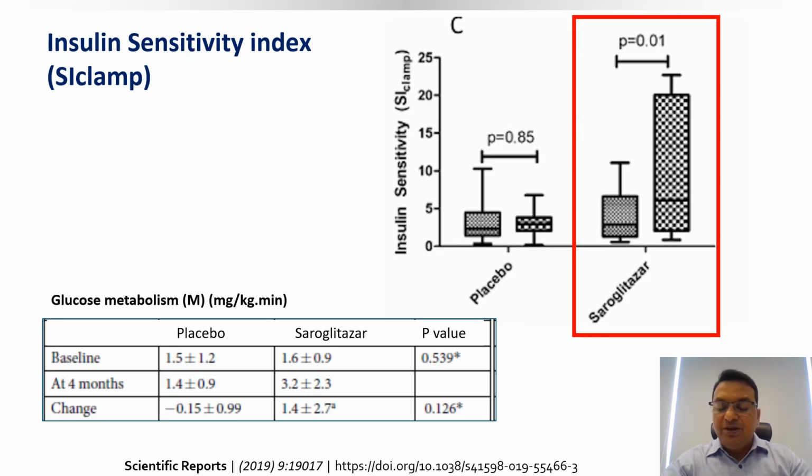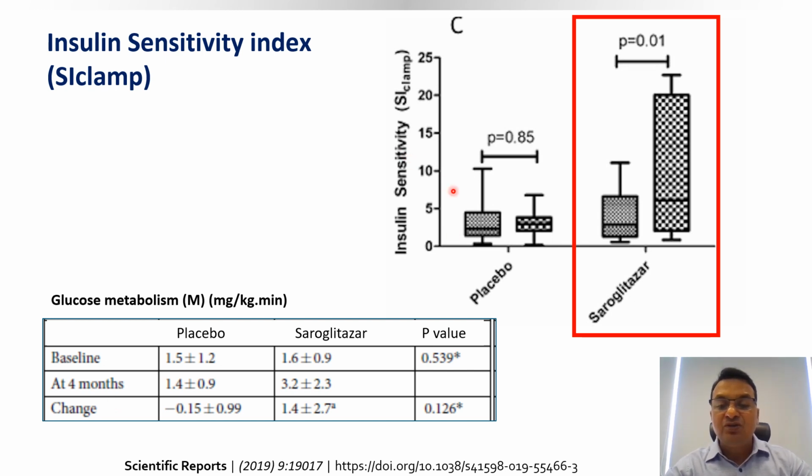Now, in this study, treatment-naive type 2 diabetic patients were enrolled and then randomized to either the saroglitazar 4 milligram treatment arm or the placebo arm. At baseline, they underwent a euglycemic clamp. Then they were provided treatment with either saroglitazar or placebo for 4 months.